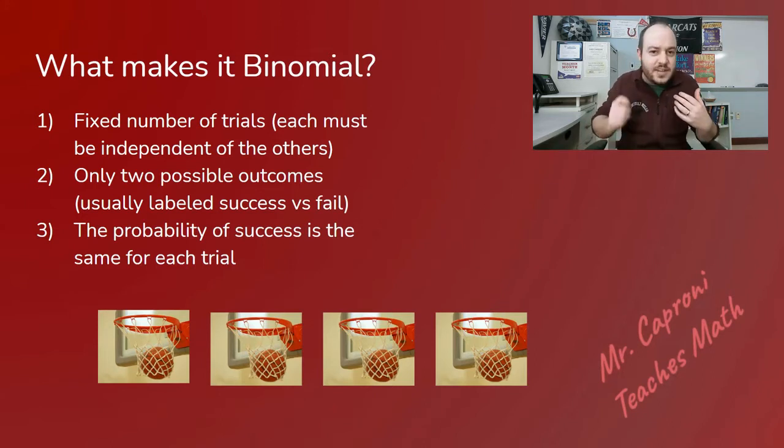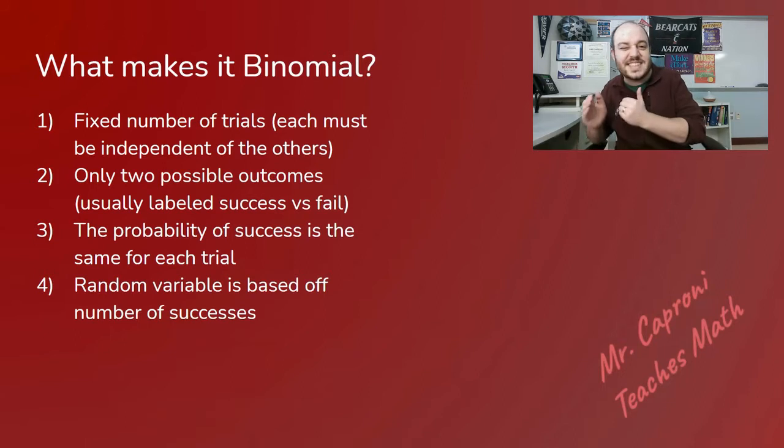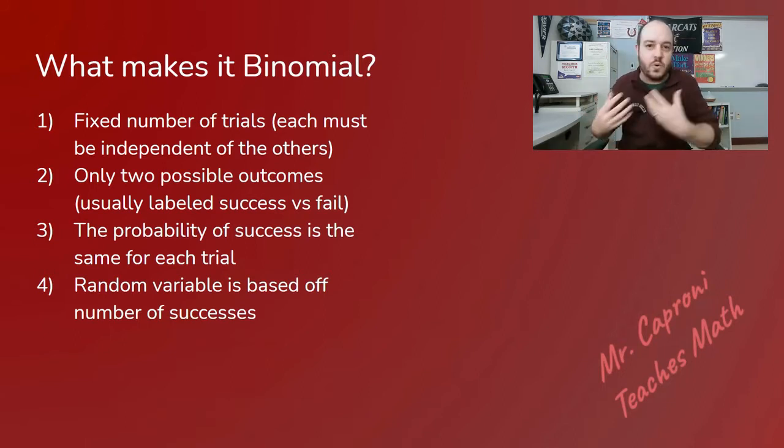No matter what, every time I flip that coin, it's going to have the same probability of flipping heads or tails. The last one is that the random variable is based off the number of successes. This is different than a lot of probability situations because a lot of times you're talking about the actual probability of success. In this case, we're finding out the probability that there is a specific number of successes out of our total number of trials. So in this case, we are talking about 7 or more successes instead of just talking about the probability of me making a basket or not.